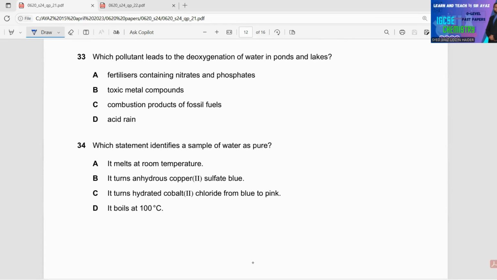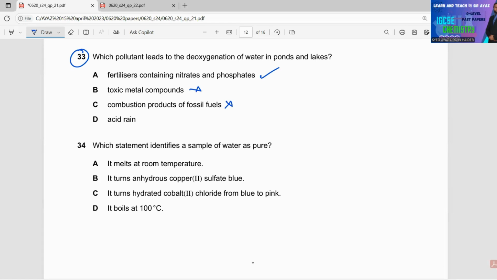MCQ number 33. Which pollutant leads to the deoxygenation of water in ponds and lakes? A. Fertilizers containing nitrates and phosphates. This must be the right answer. For your convenience, I'm reading the other statements. Toxic metal compounds, this is incorrect. Combustion products of fossil fuels, this is also incorrect.